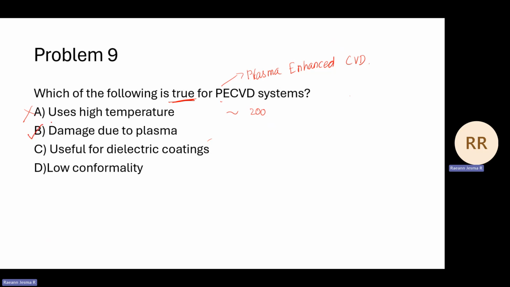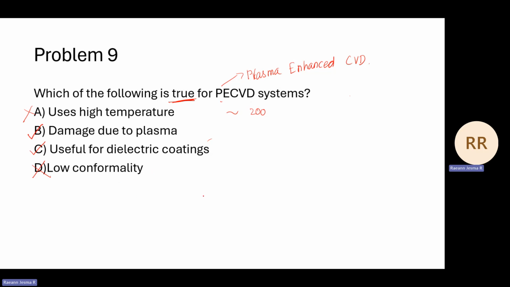This is correct. Then it is useful for dielectric coating. So silicon dioxide, silicon nitride, like that can be deposited by using PECVD. So this is also correct. Low conformality, this is wrong. Generally, if your reaction is temperature limited, it has to be self-limited for a film to be conformal.